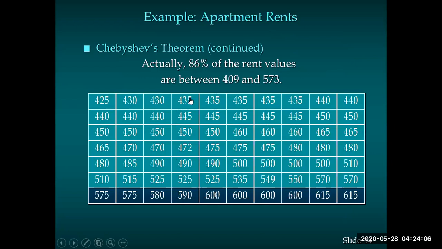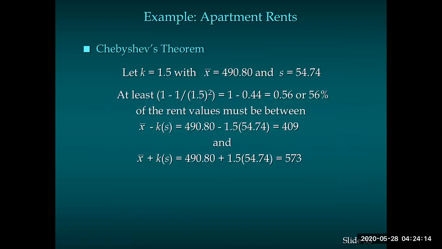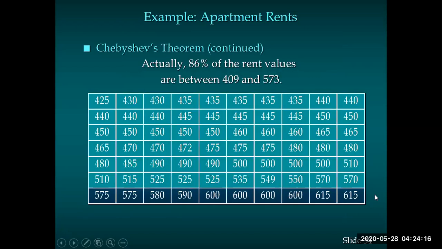So you can see that this was our actual data, and the limits that we have gotten were 409 to 573. Actually, 86% of the rental values are between 409 and 573. So we are taking the numbers from 409 to 573. This one is out.